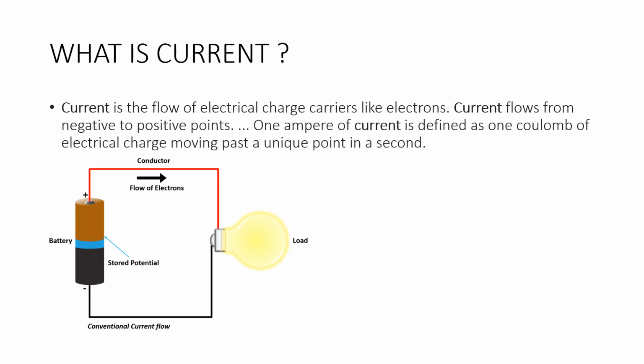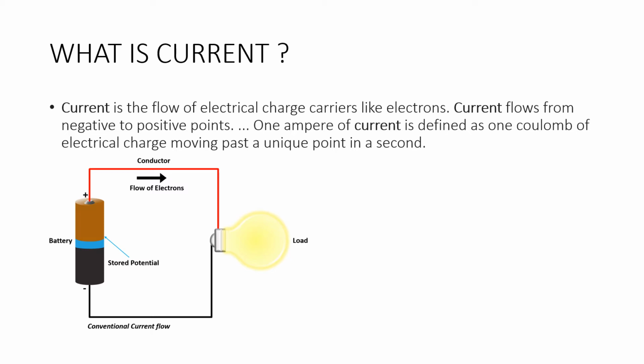So what is current? Current is the flow of electrical charge carriers like electrons. Current flows from negative to positive points. Current is also the ratio of voltage to the resistance through which the voltage is flowing. If we take current as I, voltage as V and the resistance as R, current I is given as voltage V divided by resistance R. So I is equal to V upon R.